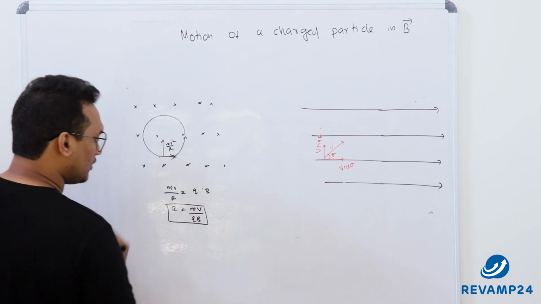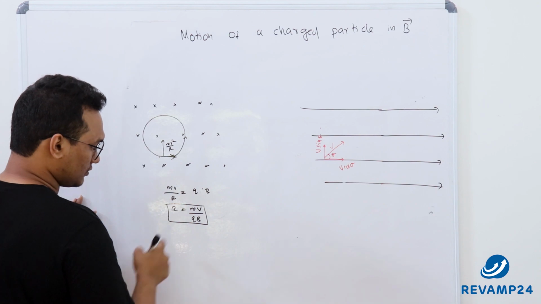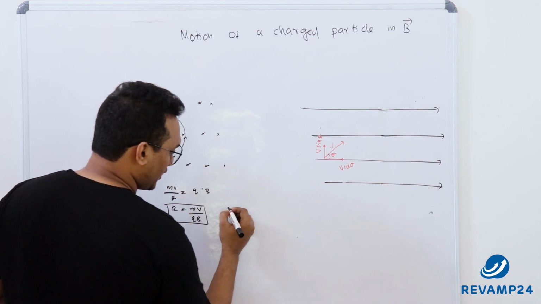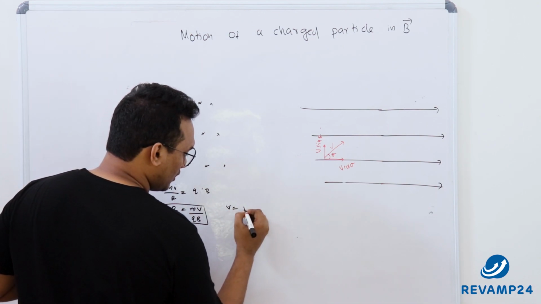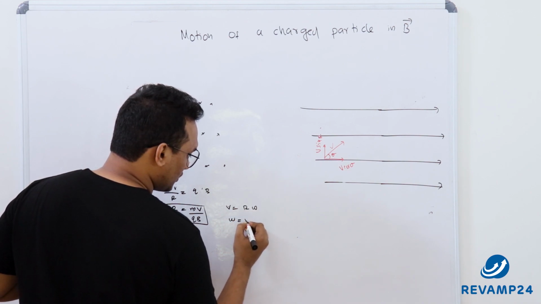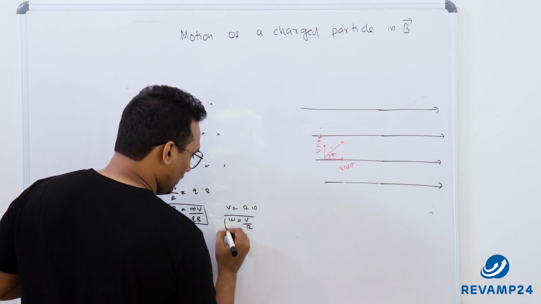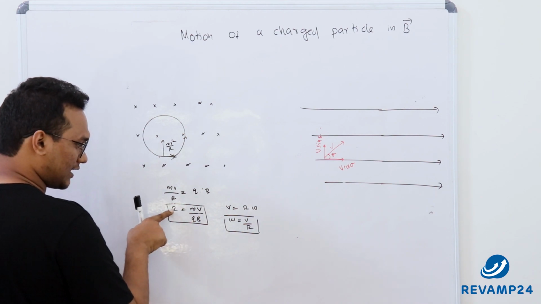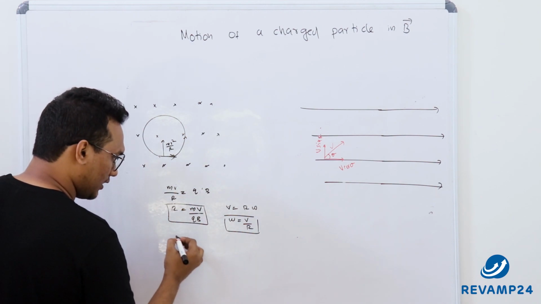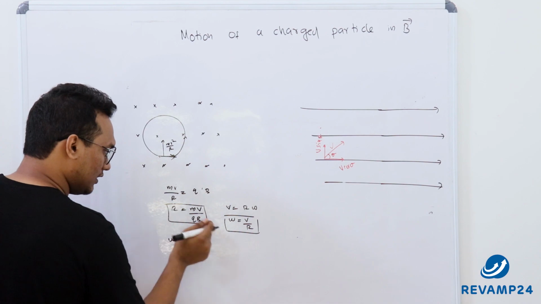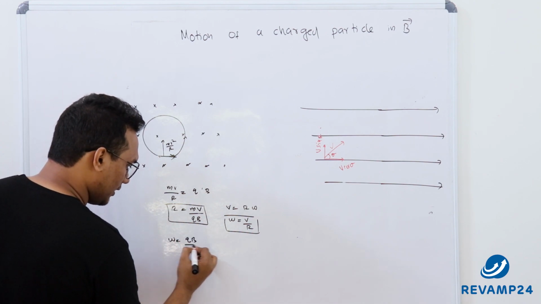And we got the value of omega. How will we get the value of omega? We know V is equal to R omega, so omega is equal to V by R. Simply, I can keep the velocity here and transfer R here, and I will get the value of omega. What is omega? V divided by R, that is QB by M.